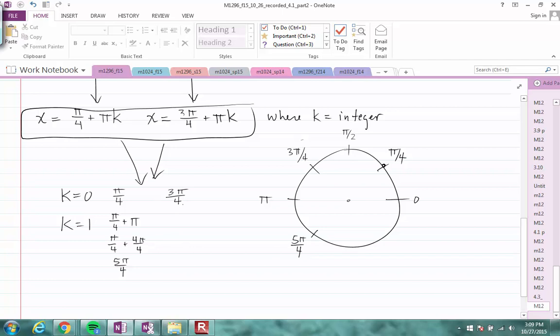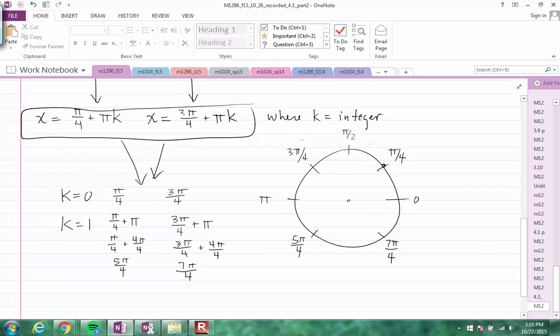And then for this other solution, if we had 3 pi over 4 plus pi for k equals 1, that would be 3 pi over 4 plus 4 pi over 4, which is 7 pi over 4. And that is over here. Okay, so this is just writing down more of the solutions to see if you can generalize and compact this down to a solution that's together.